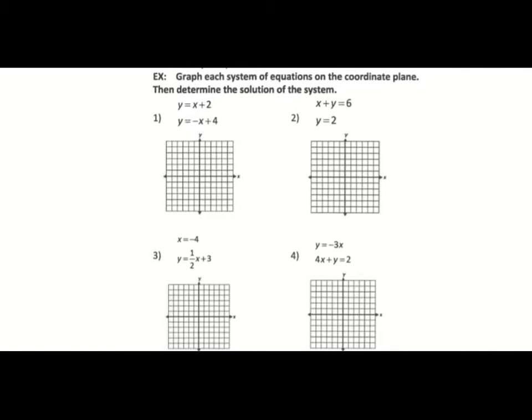If we look at number 1 and we try to graph that first line, our slope of this equation is 1 over 1, and our y-intercept, our b, is 2. So when I go to graph this line, I'm going to go up 2, 1, 2, and then I'm going to go over 1 and up 1. So this is my first line right here.